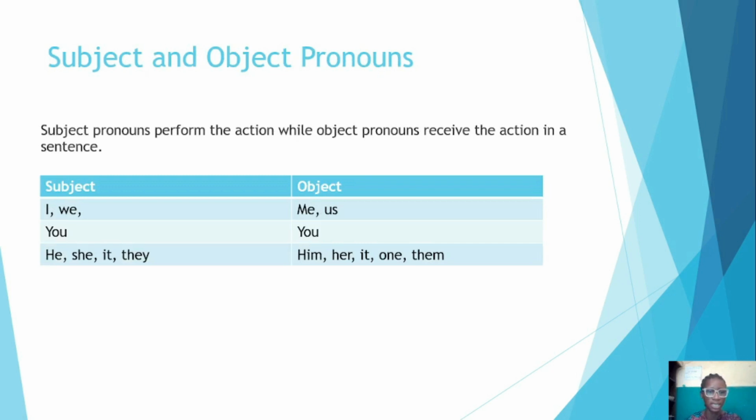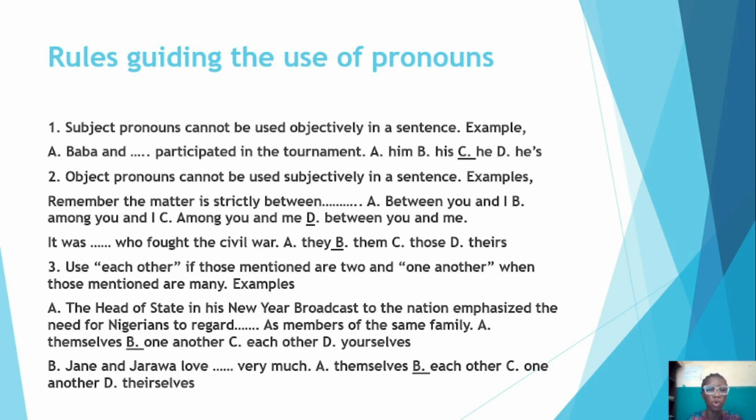Let's look at the second example. It was Dash who fought the civil war. A, they. B, them. C, those. And D, theirs. The correct option is option B. We are dealing with objects. That means we need an object pronoun. It was them, not it was they. It was them who fought the civil war.